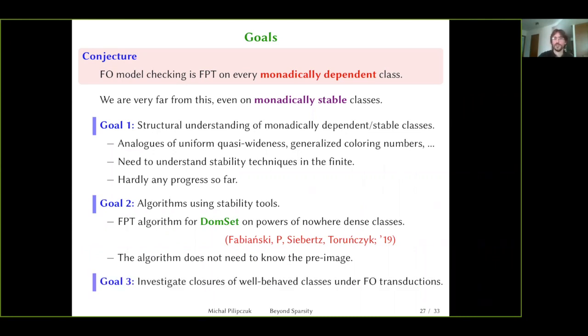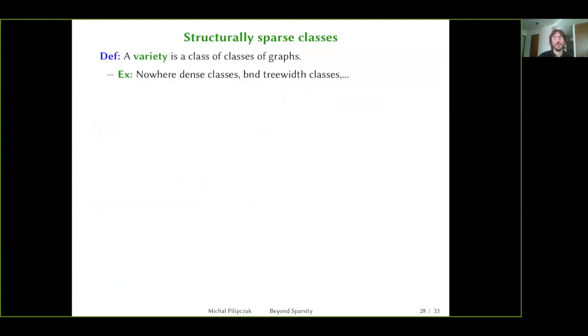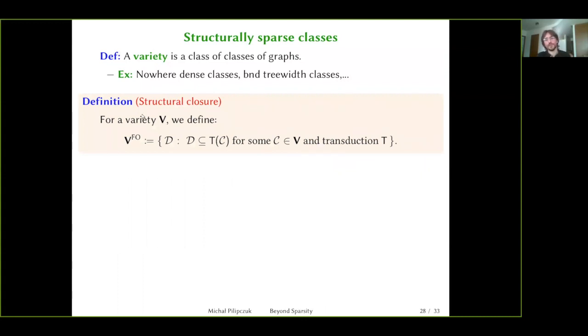One notion that I would like to finish with at this point is to look at classes that we know are well behaved, for example, sparse classes, and close them under FO transductions and see what kind of nice structure we can get there. So, for instance, how can we formalize this? If I take a class of classes of graphs, I will call this a variety. For instance, nowhere dense is a variety of classes of graphs. I can close this variety under FO transductions in the sense given on the slide. I take all possible transductions and I take all subclasses of those.